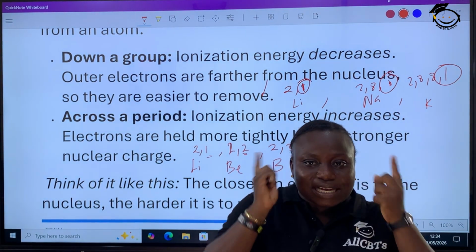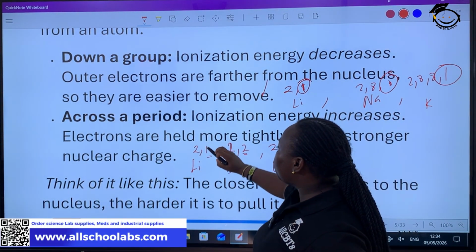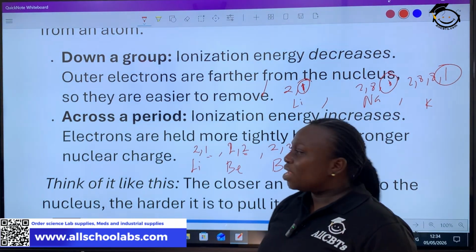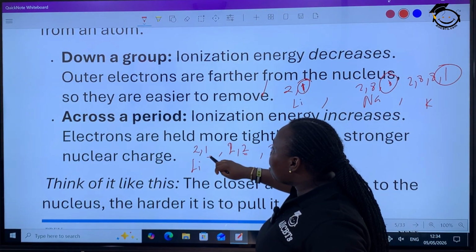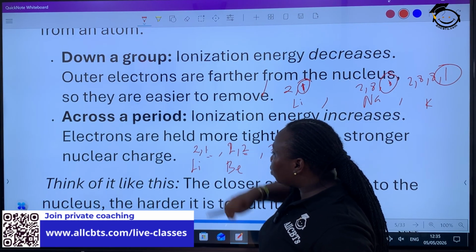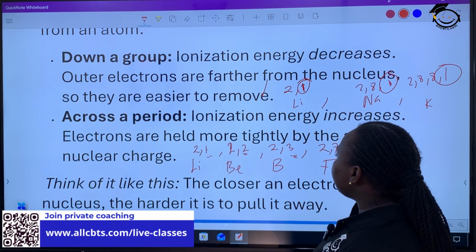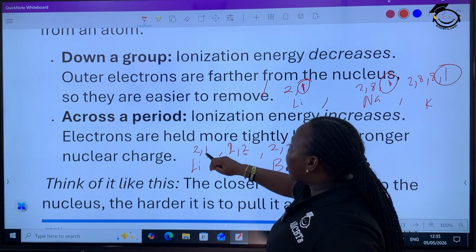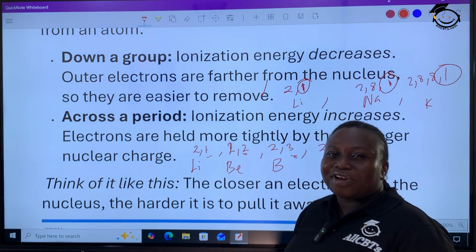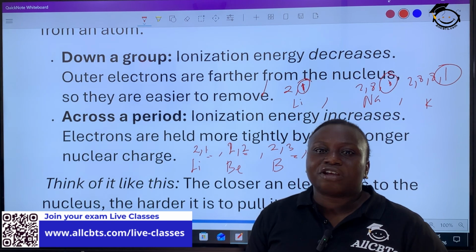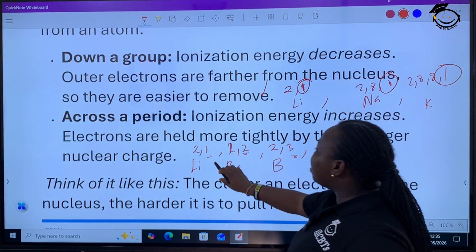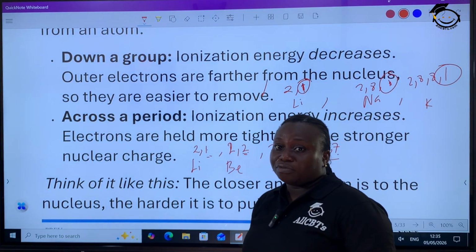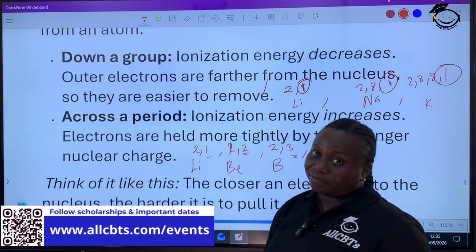Now, think of it like this. For lithium, we have one outermost electron. The energy that we require to remove this one will be very easy. Why will it be very easy? Because it's just one. So we need little energy to remove it for Li.